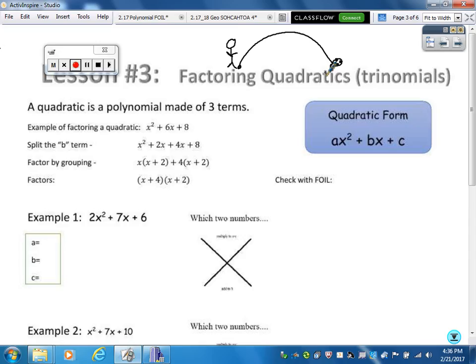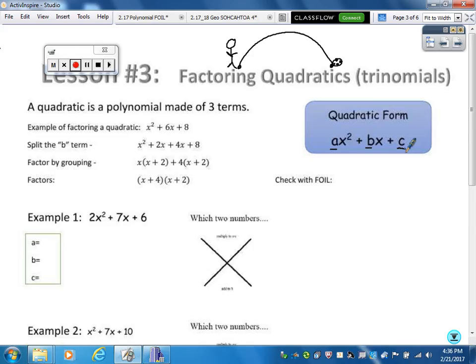So a quadratic is just a special name for this very special form, that is ax squared plus bx plus c. So it's a trinomial with the x squared, the x, and then the constant. And then a, b, and c are always just numbers, all right? Those are going to be important to us.